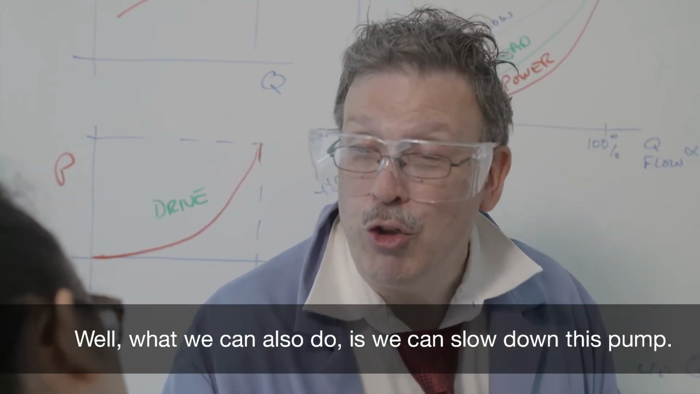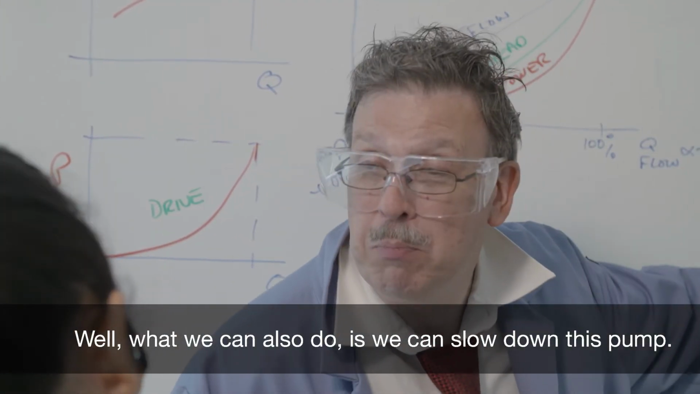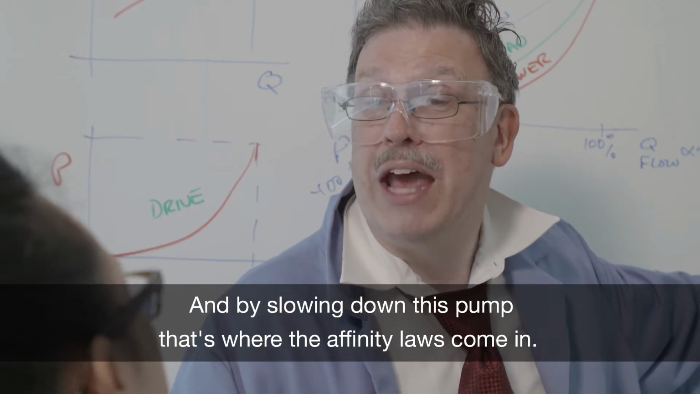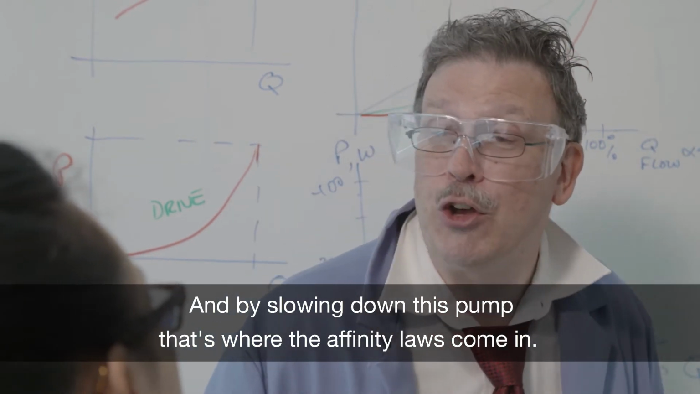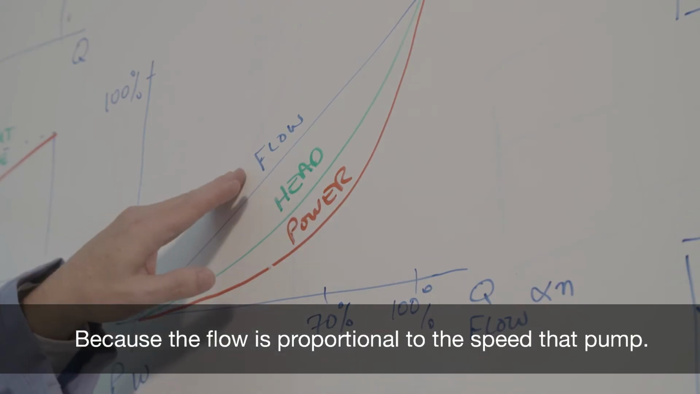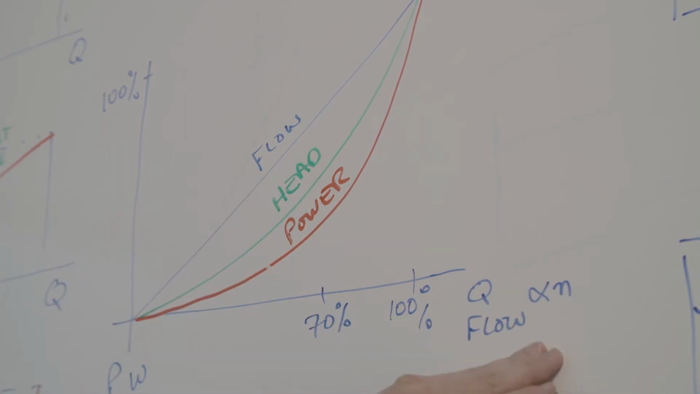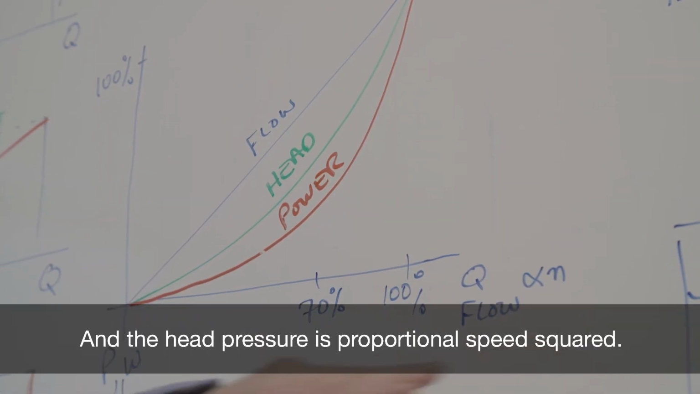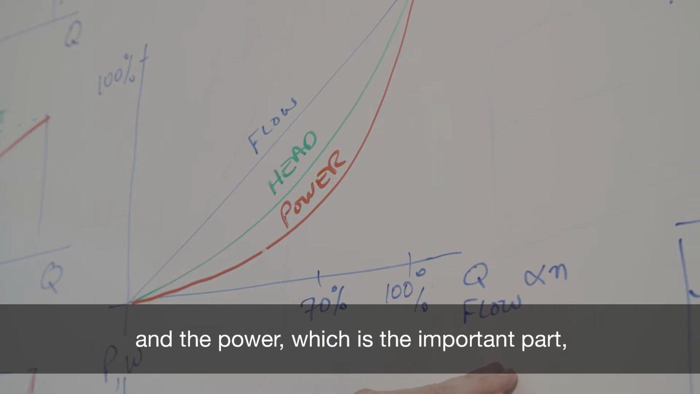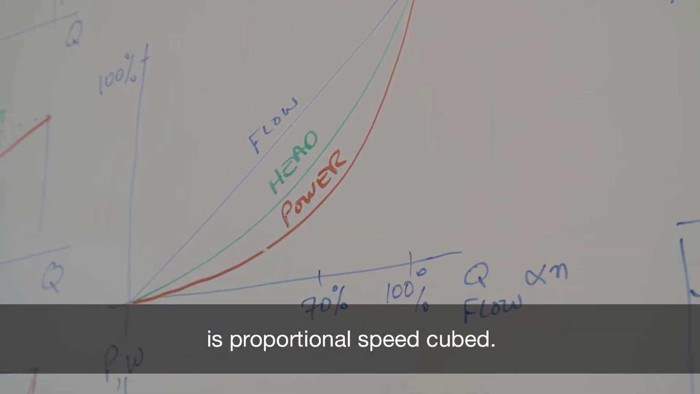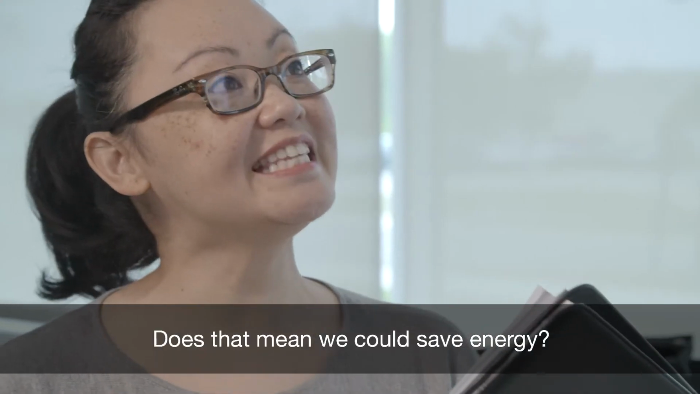Well, what we can also do is we can slow down this pump. And by slowing down this pump, that's where the affinity laws come in. Because the flow is proportional to the speed of that pump. And the head pressure is proportional to speed squared. And the power, which is the important part, is proportional to speed cubed. Does that mean we could save energy?